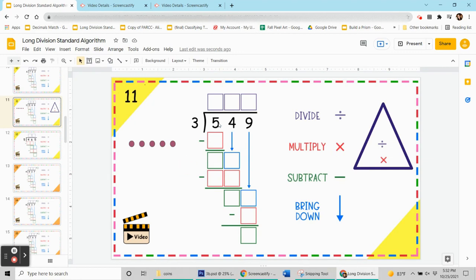So we're doing 549 divided by 3. So 3 is the number we're dividing it into. So let's say I have 549 Pokemon cards and I'm putting them into 3 boxes. So one for you, one for you, one for you. I'm dividing it into 3 groups. That's what that 3 is.